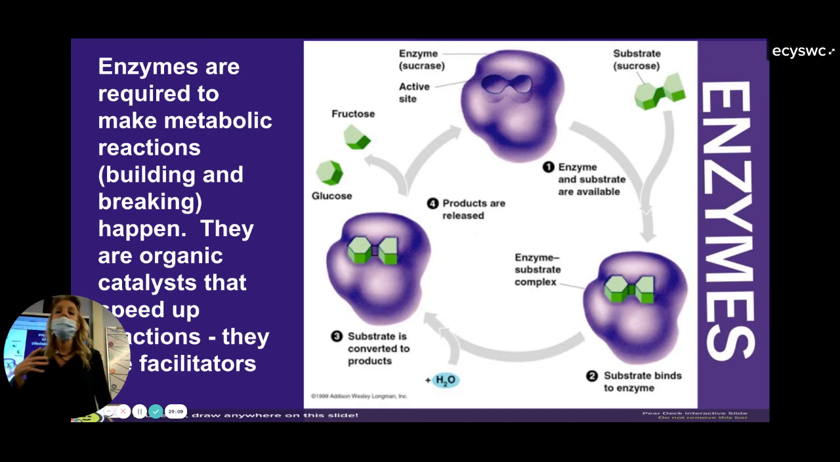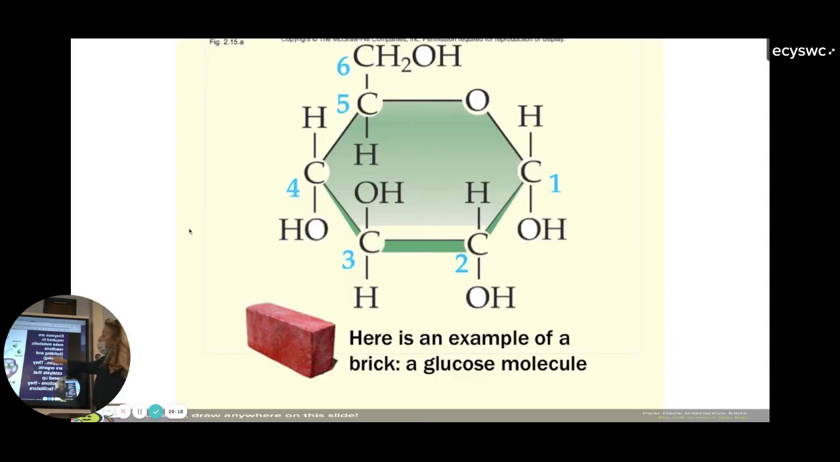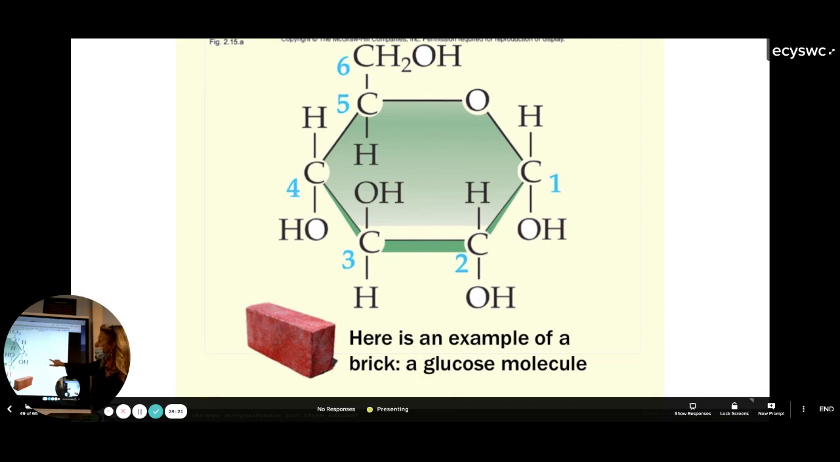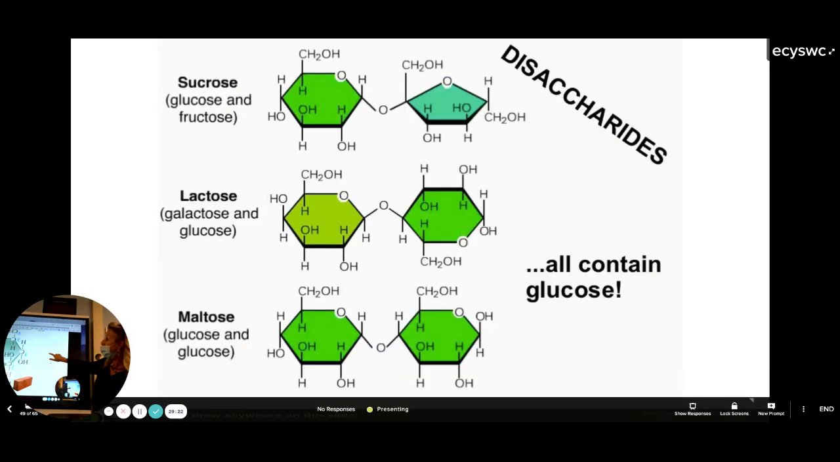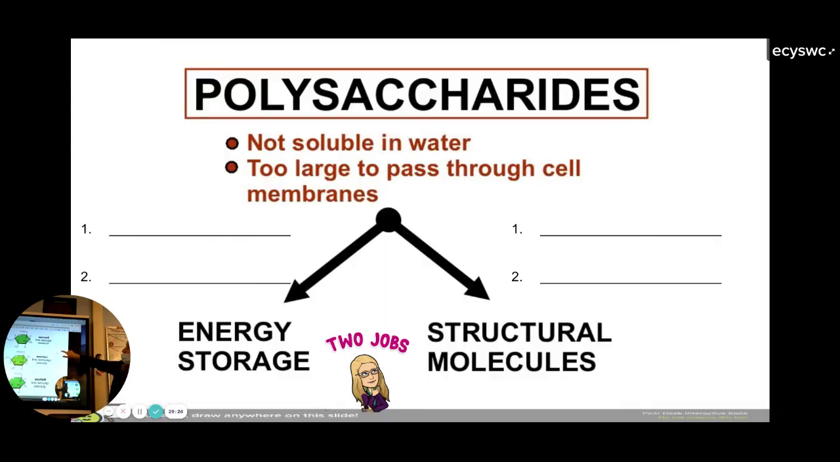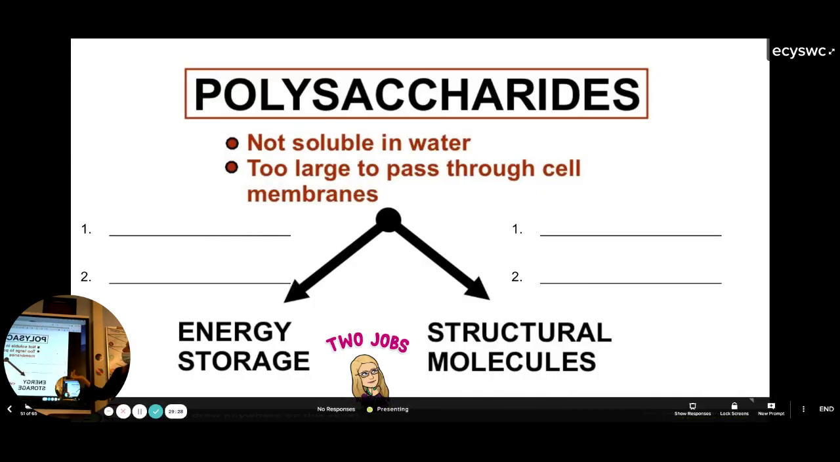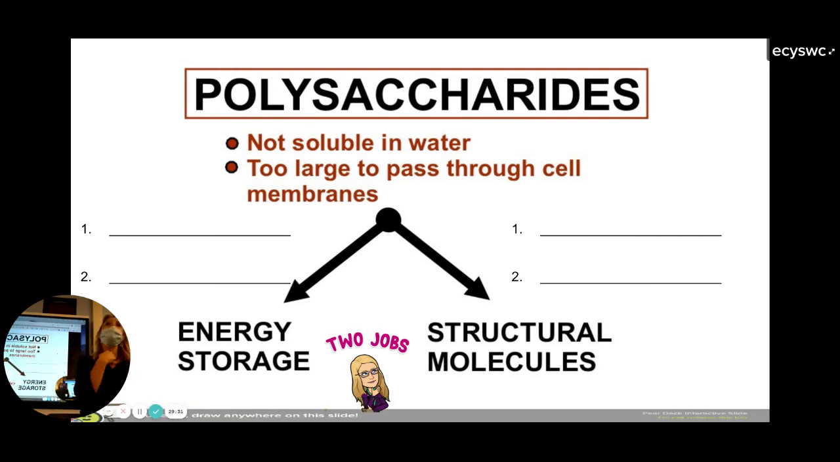All of this is not going to happen spontaneously. It's going to require a what? Enzyme. Do we know all about enzymes now? Yes, of course we do. Okay. Then what you'll find in here is where I just go through the bricks. Okay, I gave you the disaccharides here. I talked about polysaccharides. They are either for energy storage. Name your two energy storage ones.